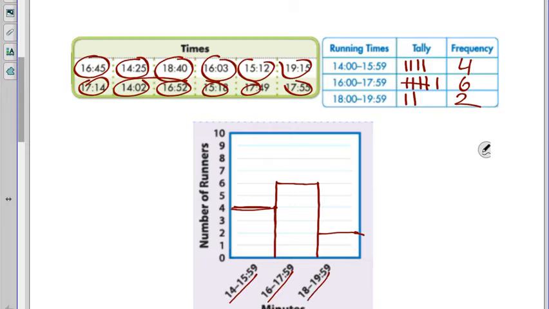Also, another thing is I don't see individual data points, right? I just know there are 6 values in this range. I don't know the exact times, all right? Same thing in this range and in this range. I don't know the exact data points, just I know that there are so many values within that range.